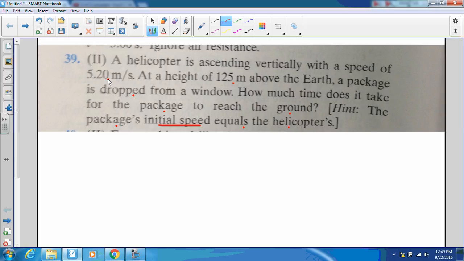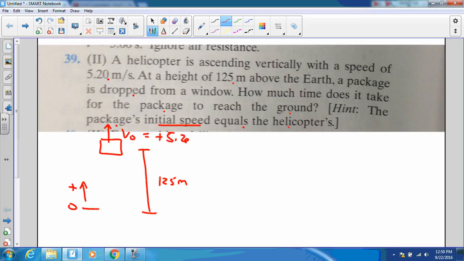We're going to create a reference frame for ourselves, and I like having the ground be 0 and up being plus. And in our particular situation, the package begins life 125 meters above the ground. And according to our hint, the initial speed of that package is upwards at 5.20 meters per second.